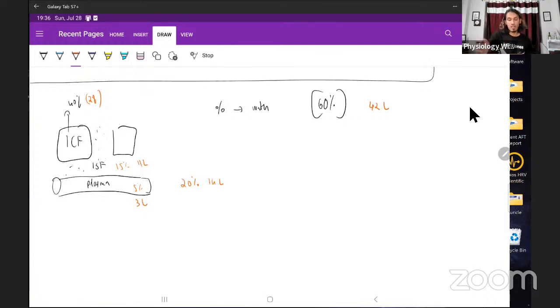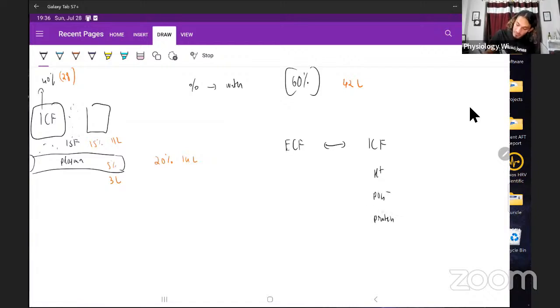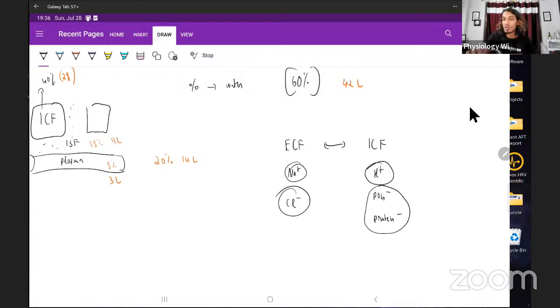Then again, the ionic composition also you can talk about: the ECF versus the ICF. The ionic composition, as I was telling you earlier. In the ICF, potassium, phosphate, and protein are the major cation and anions. In the ECF, sodium and chloride. There's a diagram in Guyton, which is pretty good. You can use that actually.